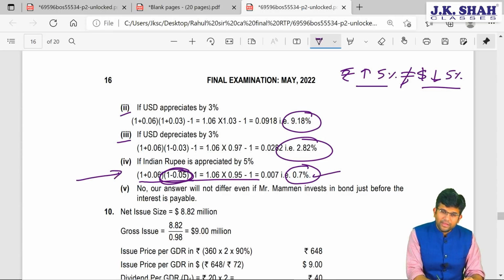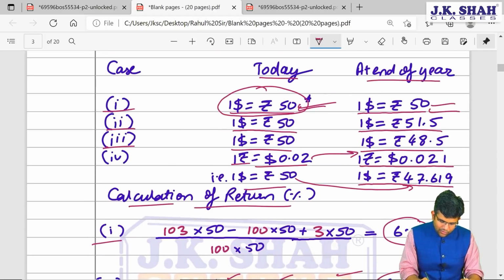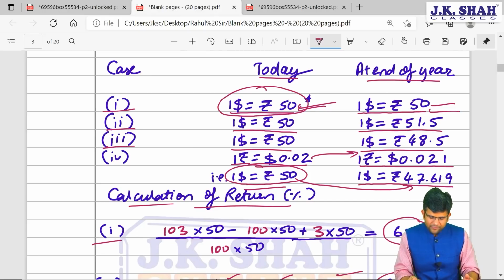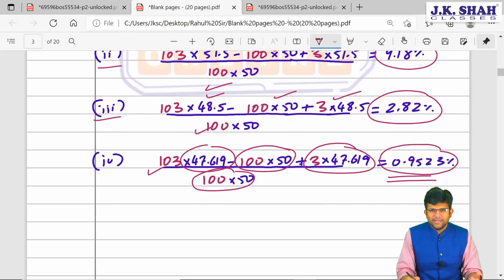Everyone clear? Following the institute means, students, that here I will say, okay, $1 is rupees 50. If the rupee is going to appreciate by 5%, dollar will depreciate by 5%, that is 50 minus 5%, whatever this comes to. Take that number and solve this again, right? That is the maximum suggestion I can give, right?